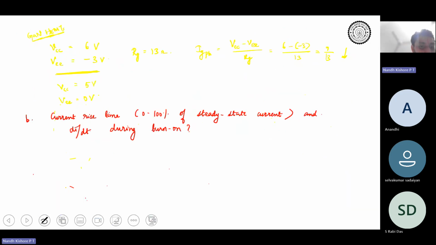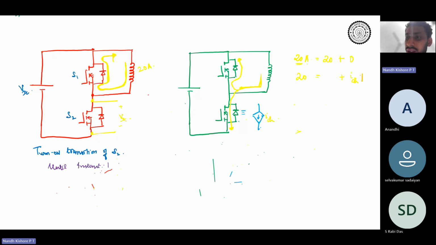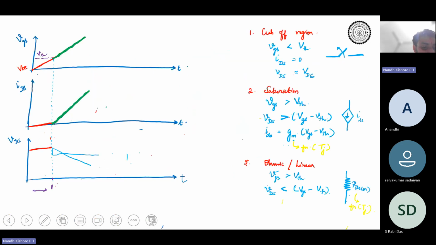The I channel will also keep on increasing, correct? I channel increases as VGS increases, right? This is something we saw. I channel, or IDS, increases as your gate source voltage increases, correct?